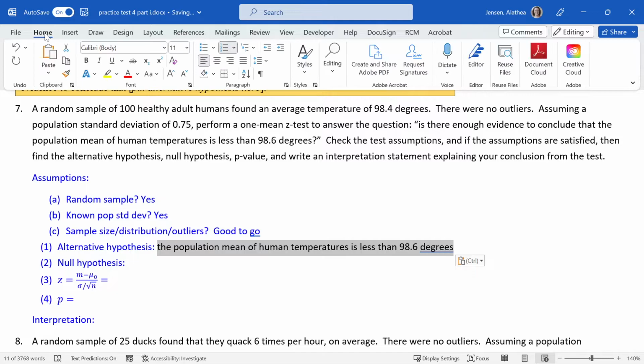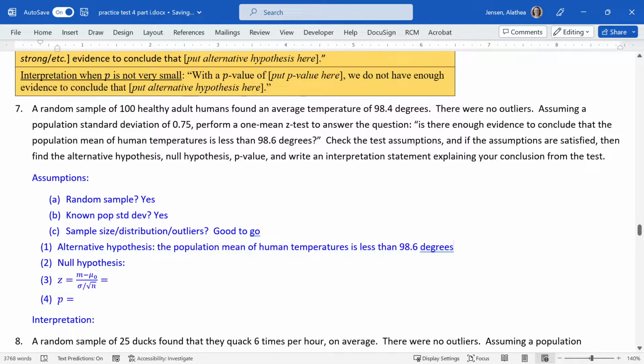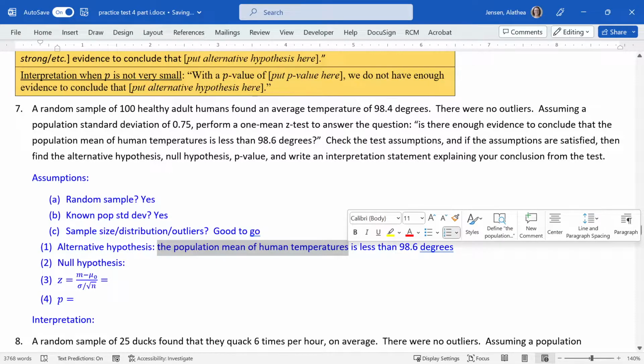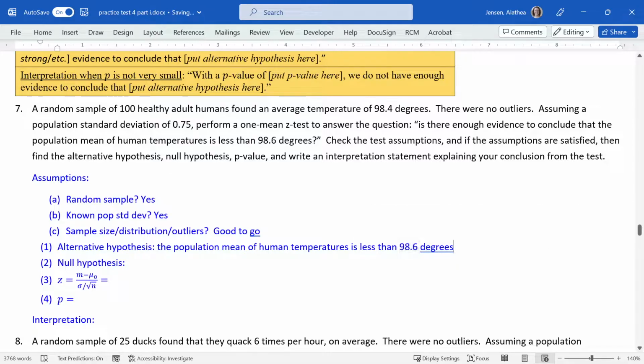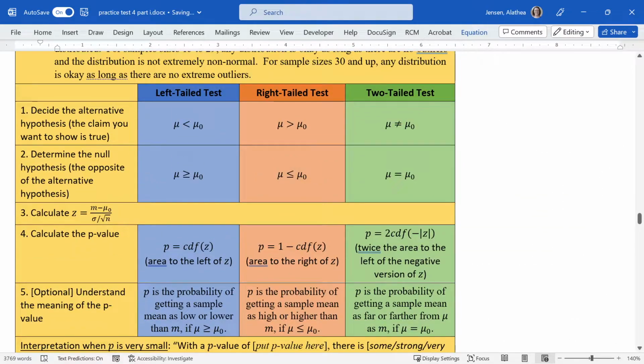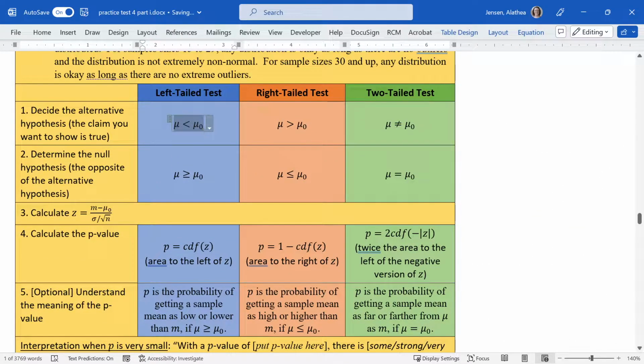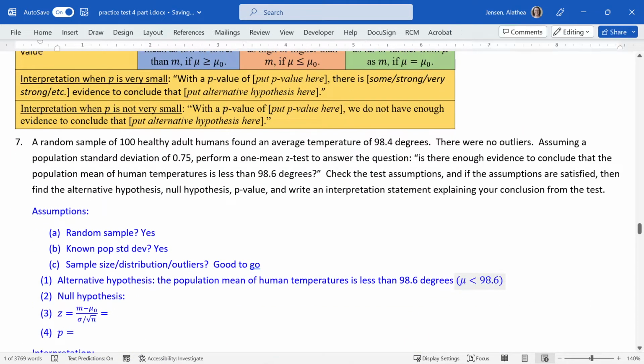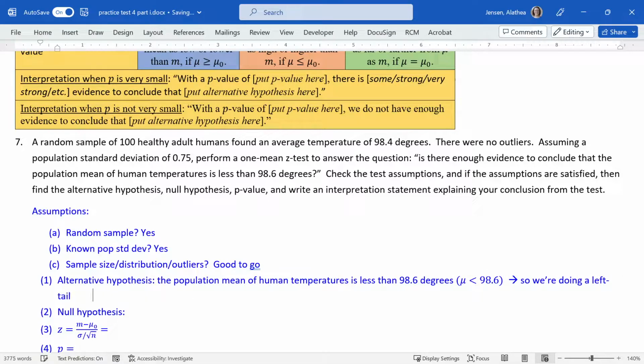And if you want to write it in symbols, then the population mean of human temperatures, that is mu, and then we're saying that's less than 98.6. Okay, so in symbols it would be like this, mu less than 98.6. All right. And so that puts us into the situation of a left tail test where our mu0 comparison value is 98.6. Okay. So we're doing a left tail test with mu0 being 98.6.